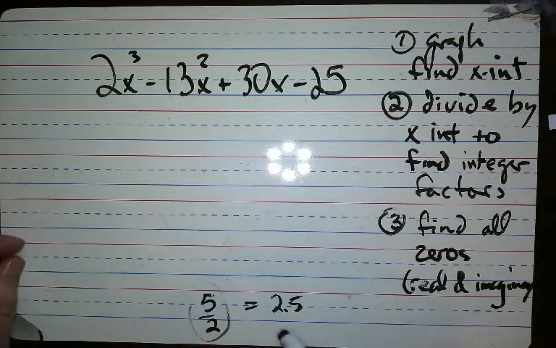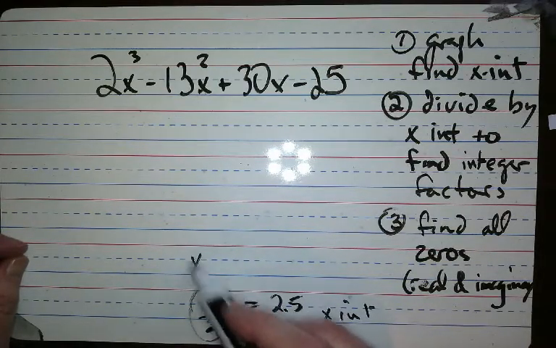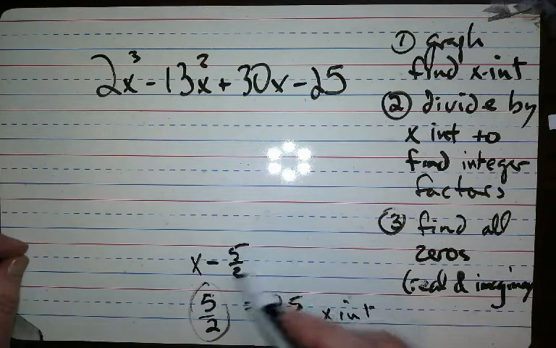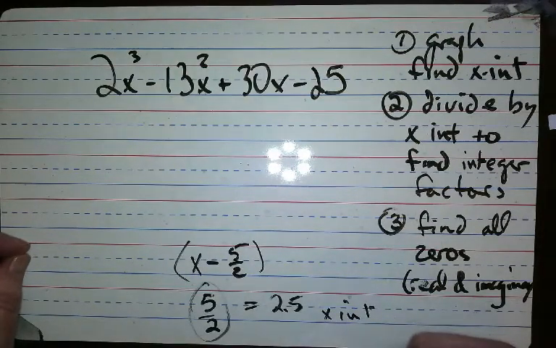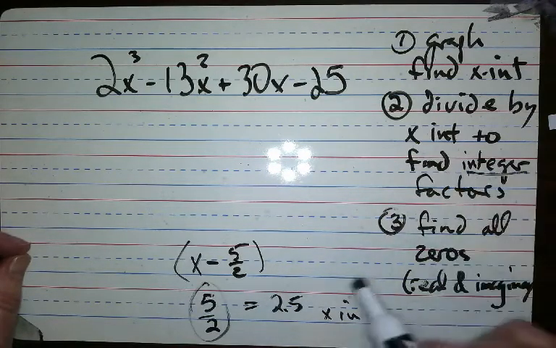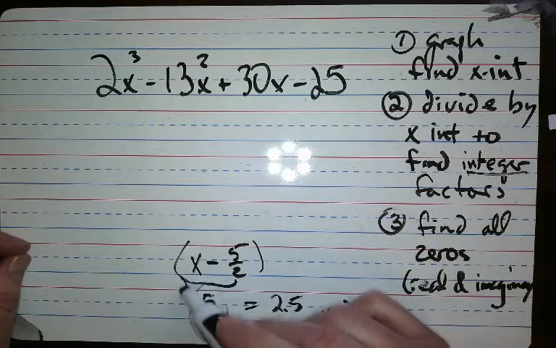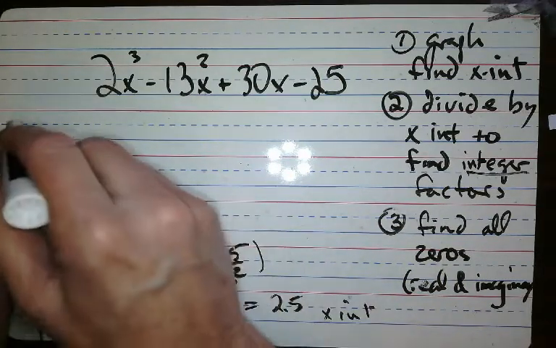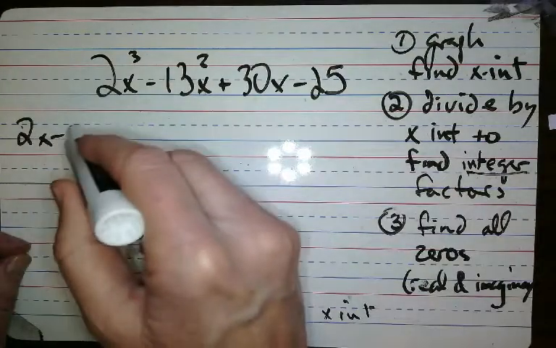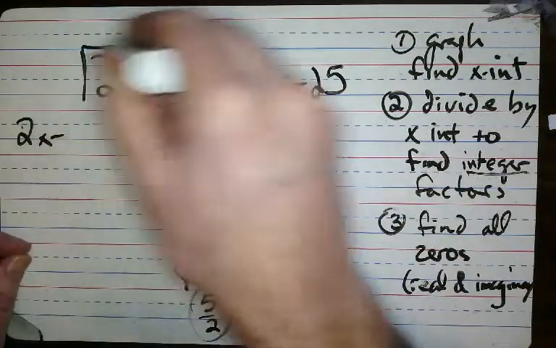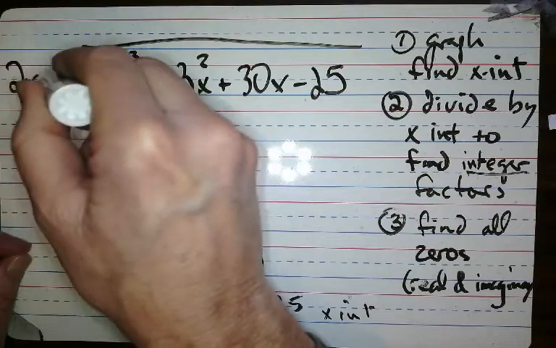Now then, I want to make a factor that I can divide with, right? So 5 over 2 is my x-intercept. If 5 over 2 is my x-intercept, then x minus 5 over 2 is my factor. But remember, factors have to be integers, right? So it can't have a fraction. We have to move that in front, which makes it 2x minus 5. We're going to divide, so we'll put it right here. 2x minus 5.